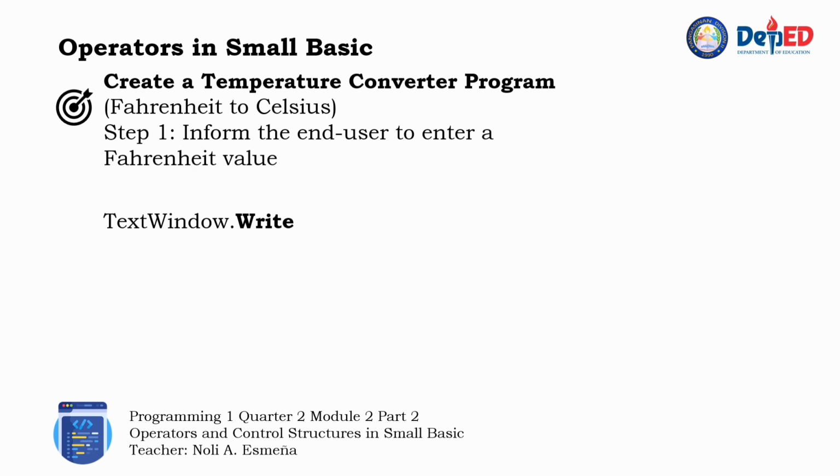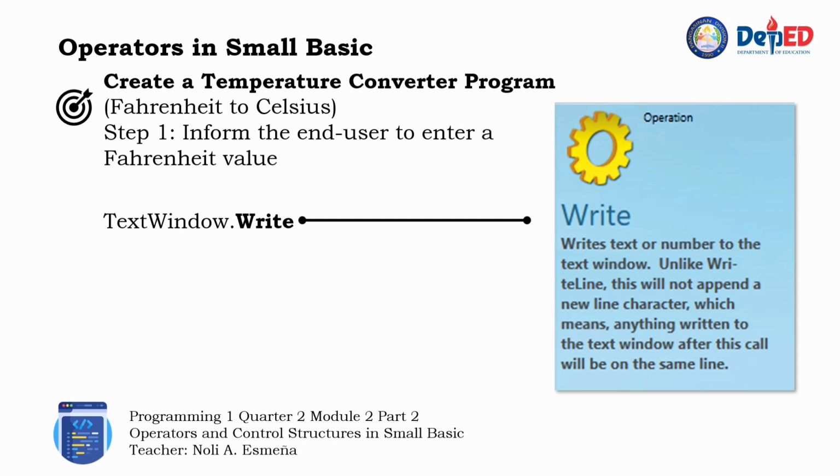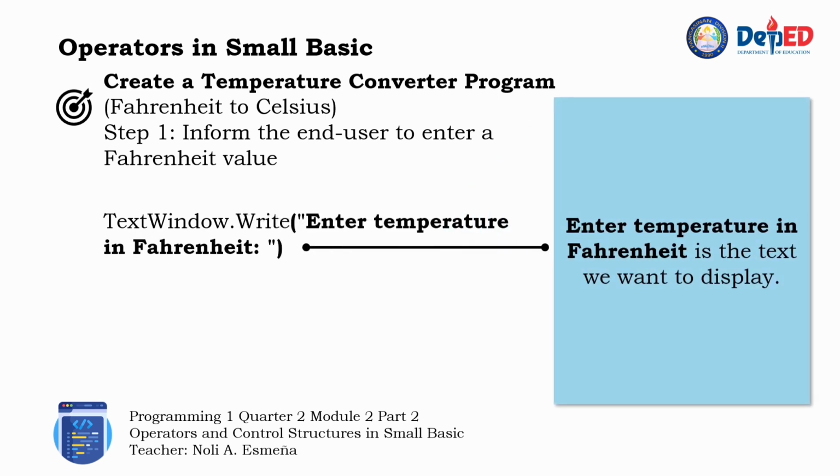This will be followed by the code write. Write is an operation under the object text window. The function of this code is to allow a user to write a text on the same line. Then we will put the text we want to display, enclosed with parentheses and quotation marks. This line of code accomplishes our first step.